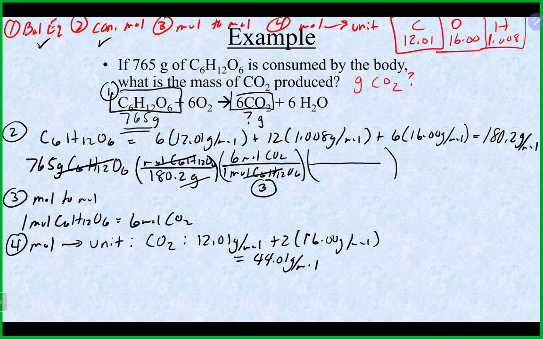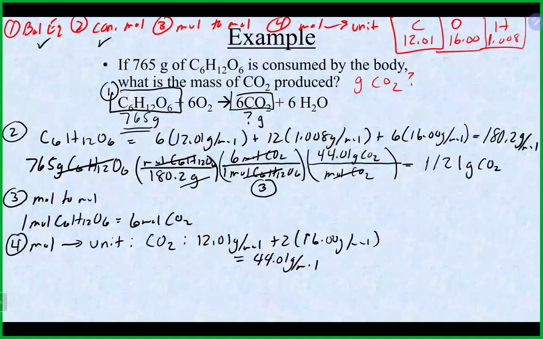Again, written as dimensional analysis, we see moles of CO2 up on top. We want to get rid of the moles of CO2, so we've got to go moles of CO2 on the bottom and grams of CO2 up on top. Again, that's going to cancel out. And now here we will end up with basically 765 times 6 times 44.01 divided by 180.2. Going to get us about 1,121 grams of CO2.